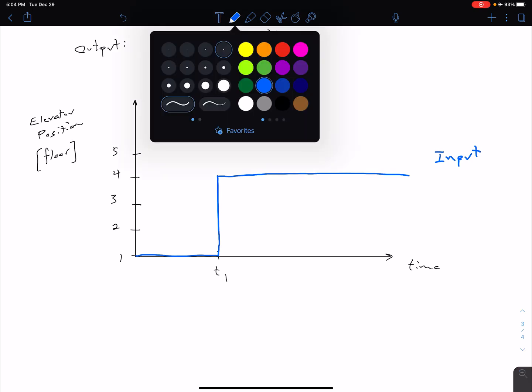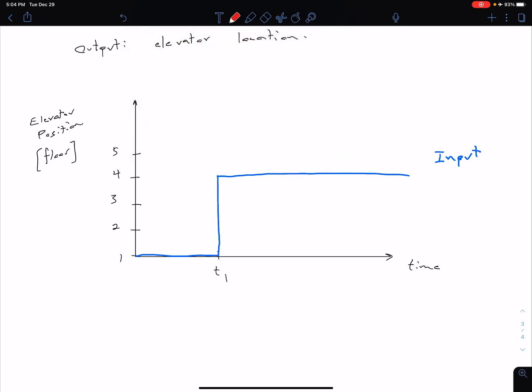Initially nothing had been pressed, and then we say we want to go to floor 4. So now what does our output look like? Of course, our elevator position doesn't instantly jump up to floor 4, but rather it's going to be slowly moving from floor 1. It's not going to be doing anything until it gets this input signal. Once it gets this input signal, it's going to start moving towards floor 4, and eventually it's going to get pretty close. And it might not get all the way there. We're going to talk about different ways to characterize this, but for now let's just say it might not reach exactly where we want it to.